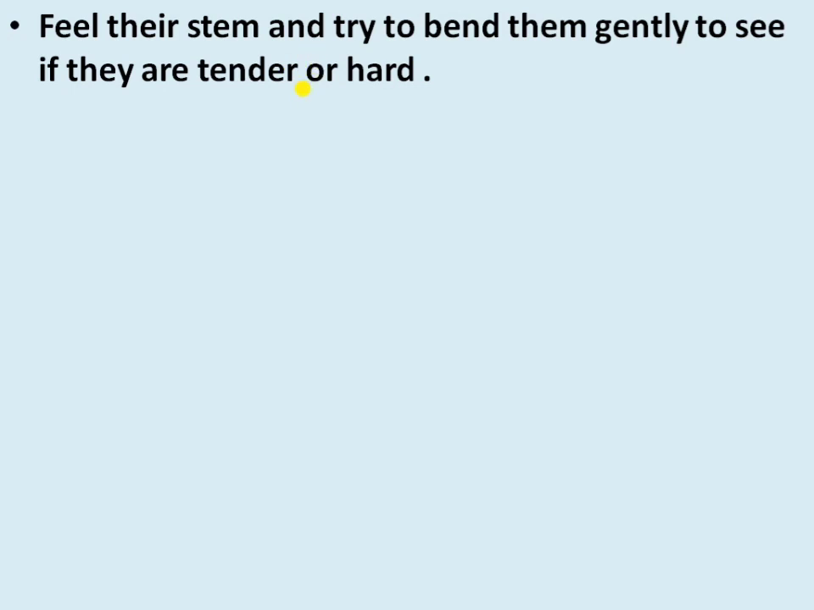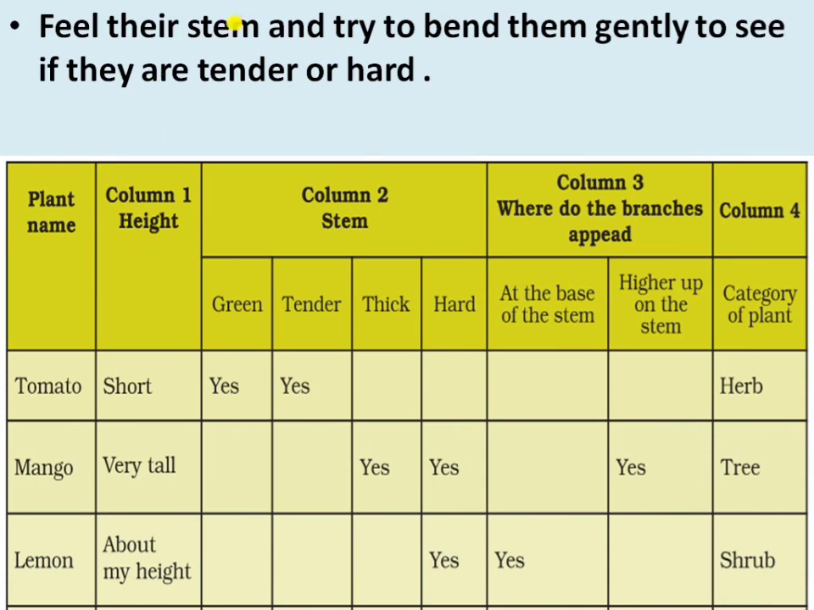We also need to notice from where the branches grow in some plants, close to the ground or higher up on the stem. As you can see in this table, we will now group all the plants that we observe in this table. Some examples are shown and the rest you have to study later. You can fill column 1, 2, 3 for many more plants.